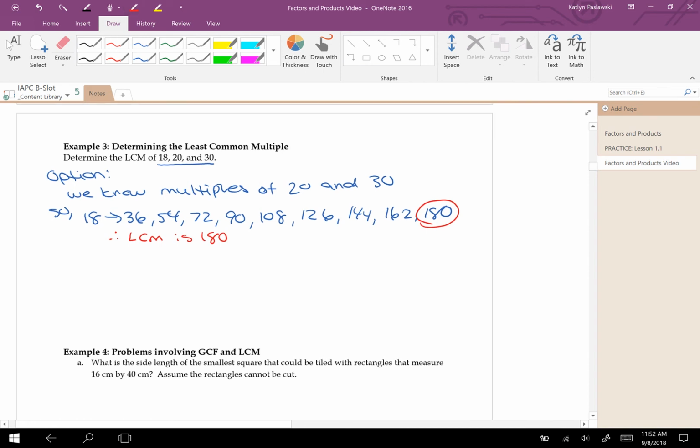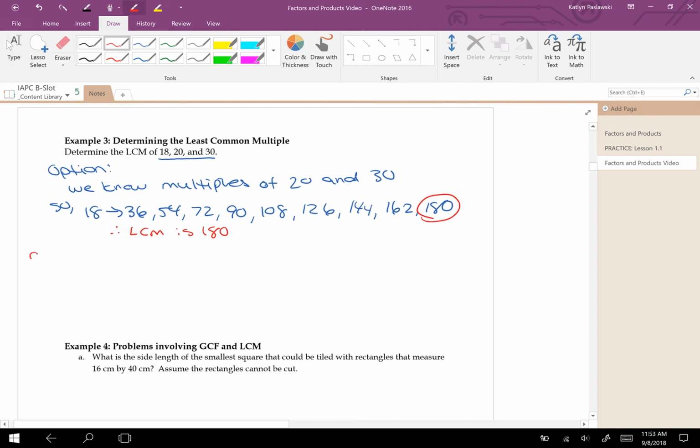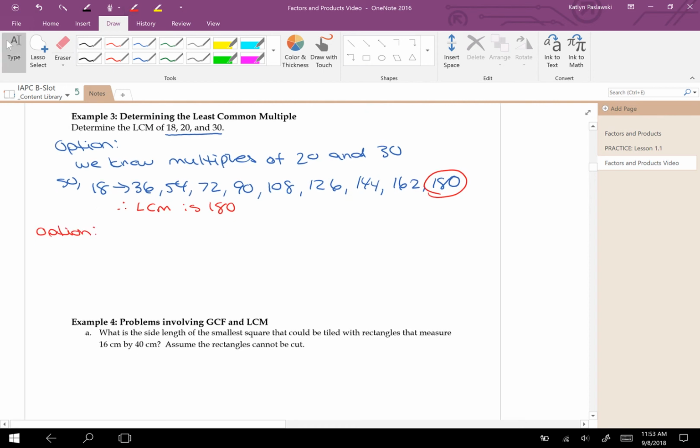That was one way to solve for it. Another way you might want to solve for it is using factor trees. So I'm going to determine the factor trees for 18. So I'm going to start there. So I know 18 can be multiplied by 2 and 9. 2 is a prime number. 3 and 3. So I'm going to stop there with my factor tree. The 18 is therefore equal to 2 multiplied by 3 to the power of 2.